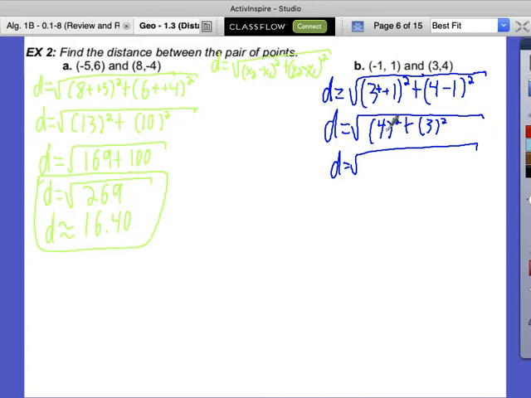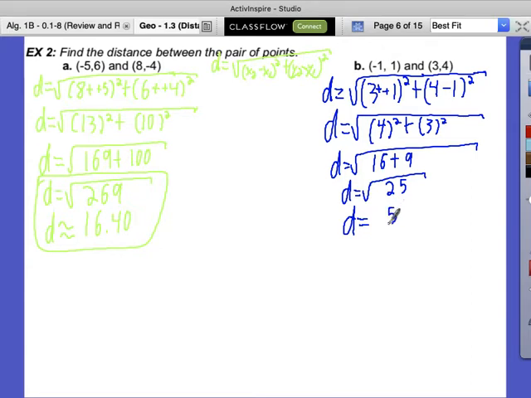Okay, so now according to order of operation, we do our exponents. 4 squared is? 16. 3 squared is? 9. So now we add. Order of operation says add. So 16 plus 9 is? 25. That's a funny number. What is the square root of 25? 5. We know that one, right? It's a perfect square. Do we need our calculator for that?